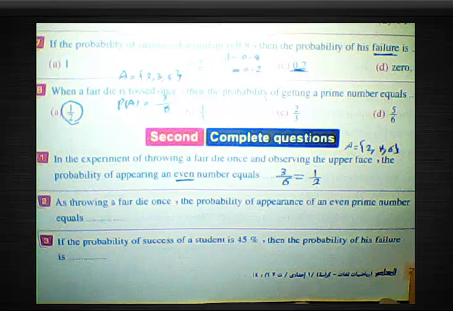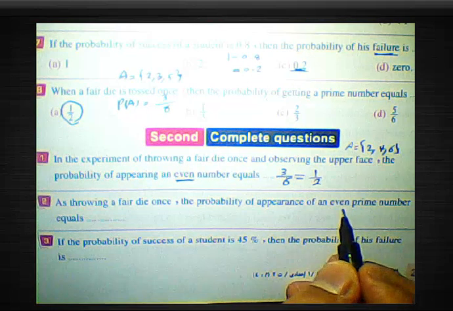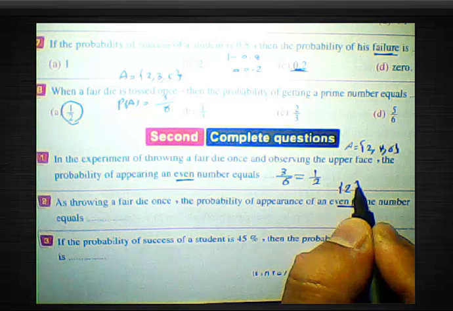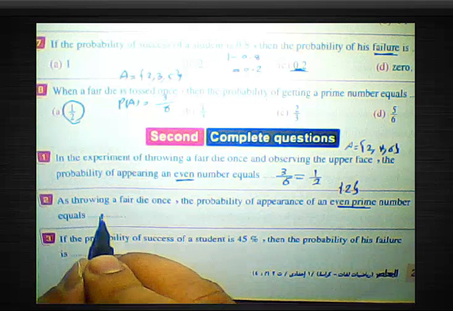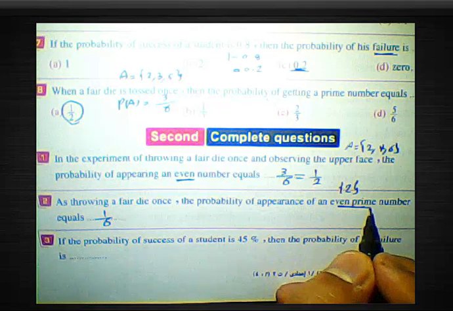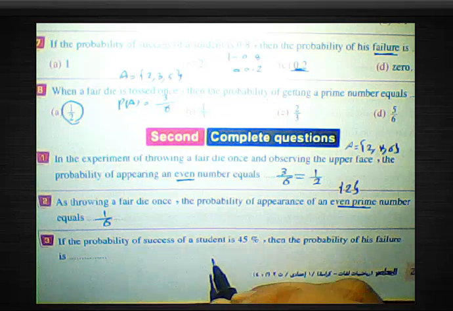Question number 2. At throwing a fair die, the probability of appearance of an even prime number will be equal to. We have 1 result from 6 results. So the probability will be 1 over 6. We have only 1 number, which is 2.